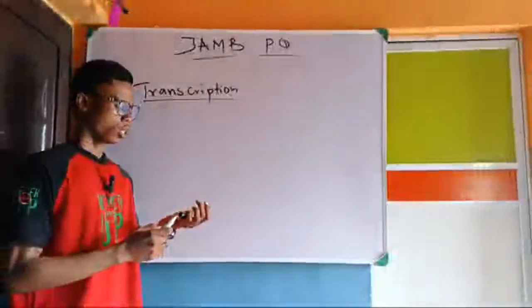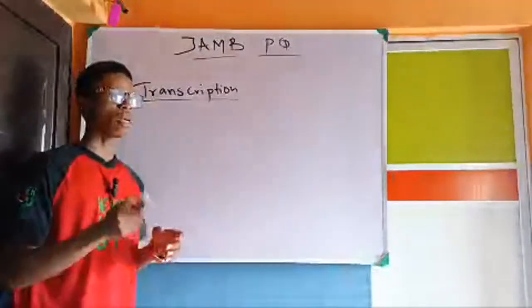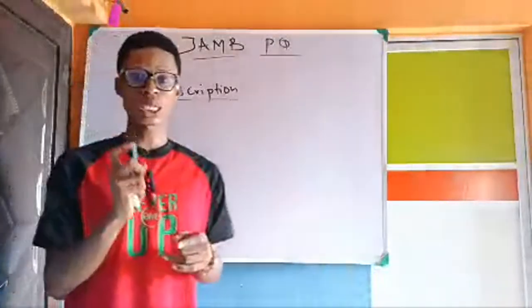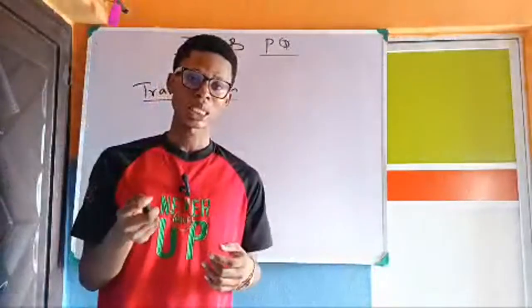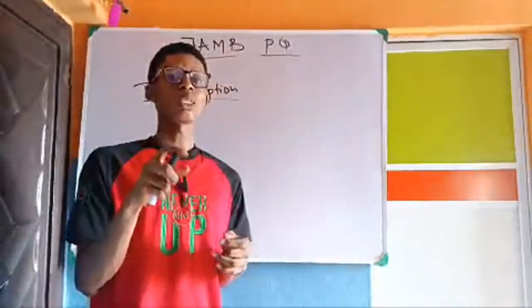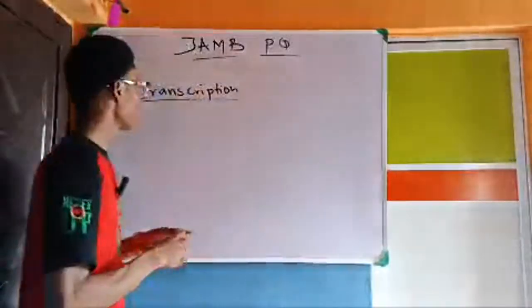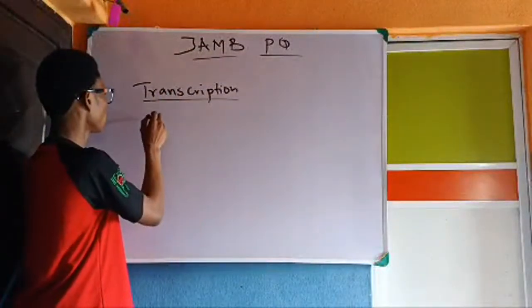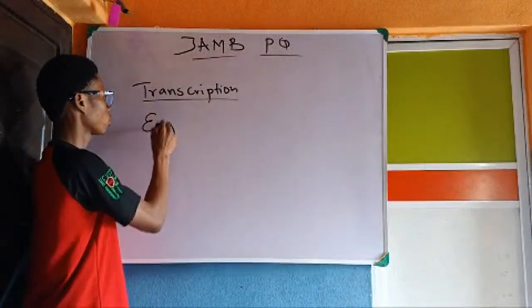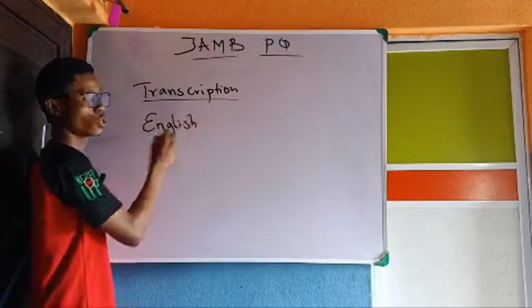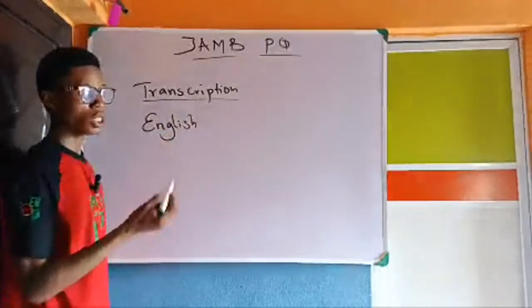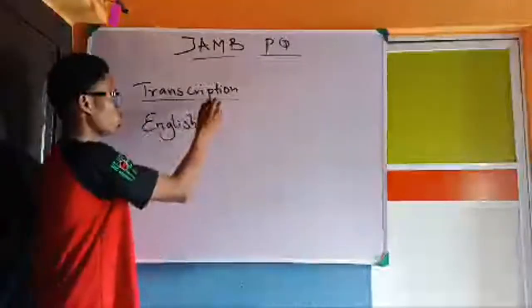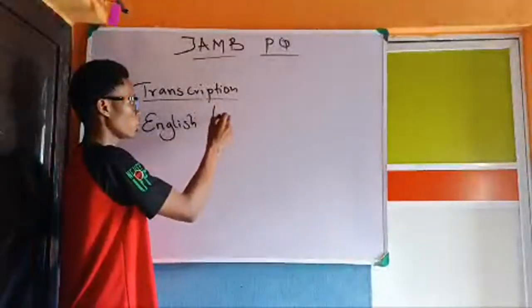What transcription actually means is you're not writing the spelling of the words you're pronouncing as it is. You're writing with the phonetic symbols. So, for example, if you have something like this, of course, this is English, right? But in transcription, you're not writing English. You're writing it this way.